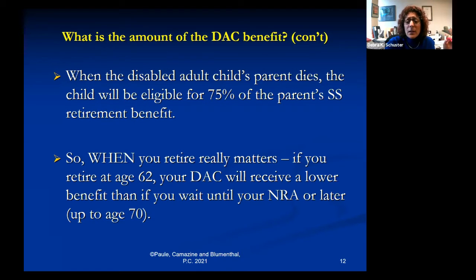When the disabled adult child's parent dies, the child is eligible for 75% of the parent's Social Security retirement benefit. So when you retire, it really matters. If you retire at age 62, the DAC, the Disabled Adult Child Benefit your child could receive would be lower than if you wait until your normal retirement age or your full retirement age at age 70.